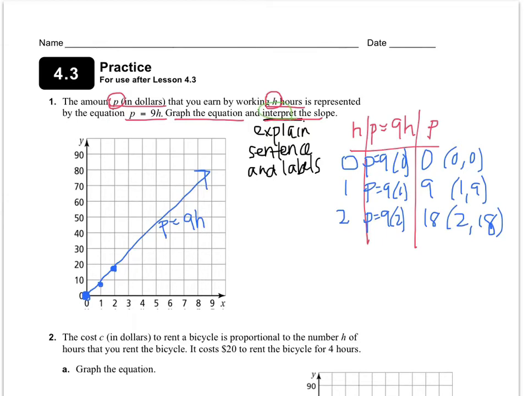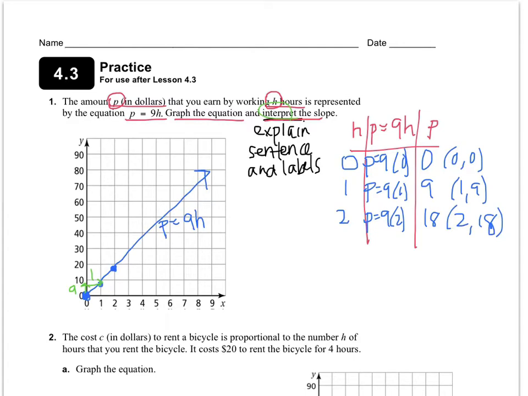The last thing that we have to do is interpret the slope. So that's right here. So remember, interpret means to explain using a sentence and labels. So if you look at the picture, it was up 9, right 1. Typically, I say don't use numbers that are in the middle of a line, but I know what this point is right here. I know it's 9. So I went 9 up, 1 to the right.